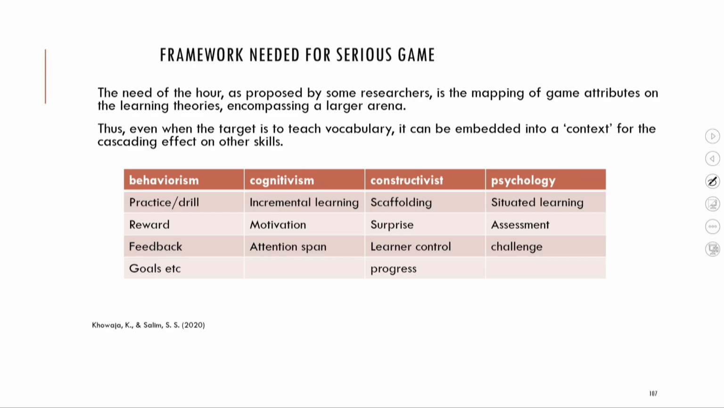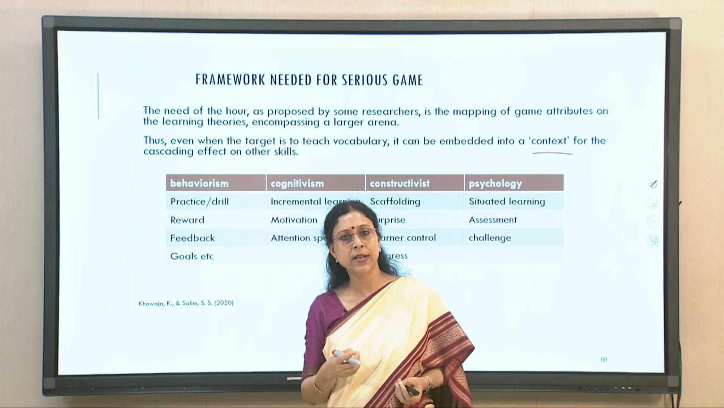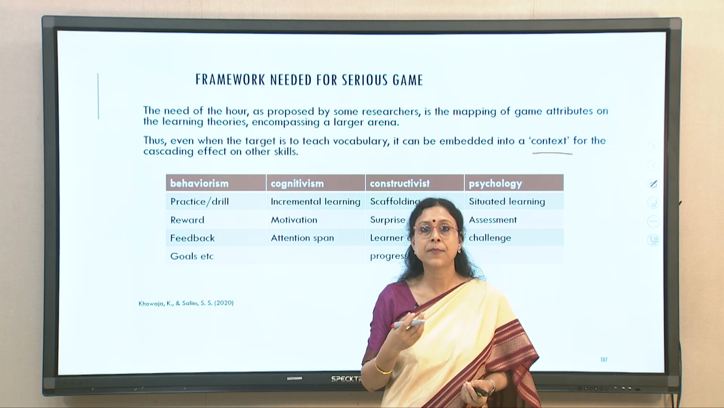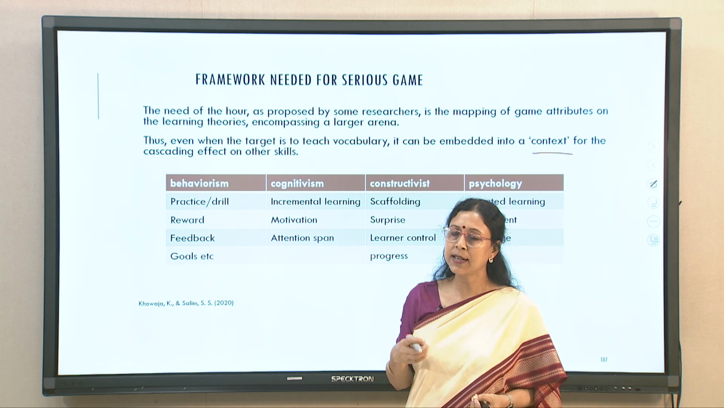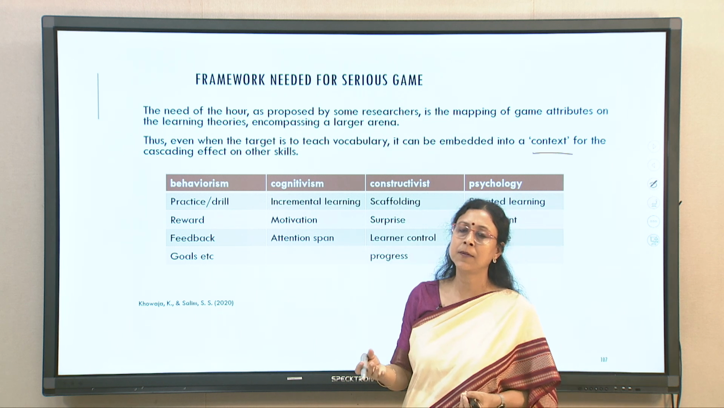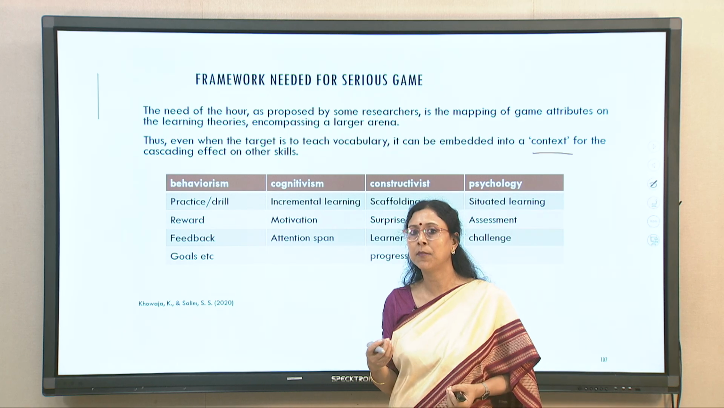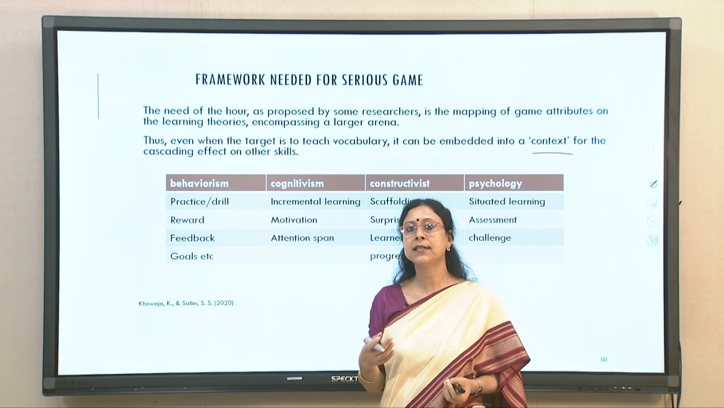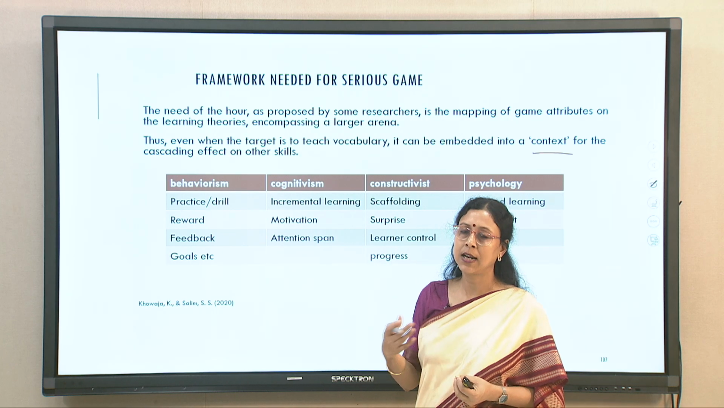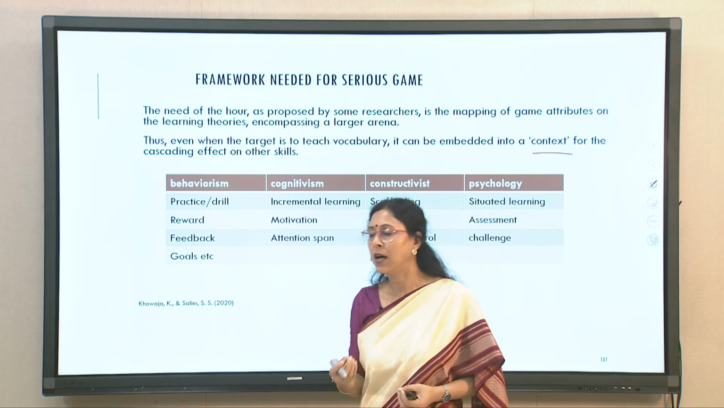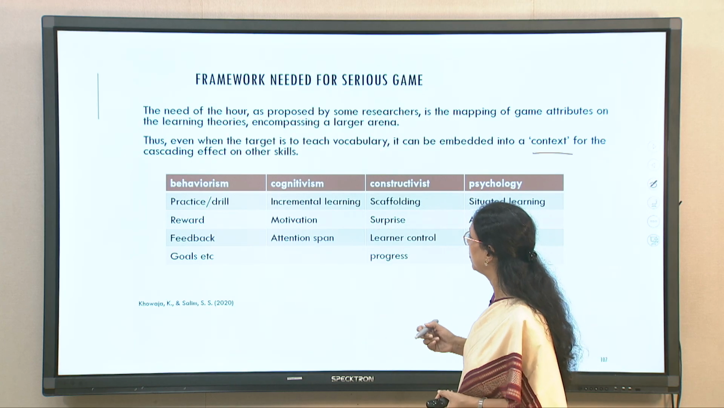So, even when the target is to teach vocabulary, it can be embedded into a context for the cascading effect on other skills, because that is what is often found. We have talked about comorbidity in all of these cases, and how the variability within category and overlapping across category makes it a very complex problem. So, the cascading effect is seen in the disorder. Similarly, a technique that has a cascading effect on other mental abilities should be in place. This is how the idea has been proposed.